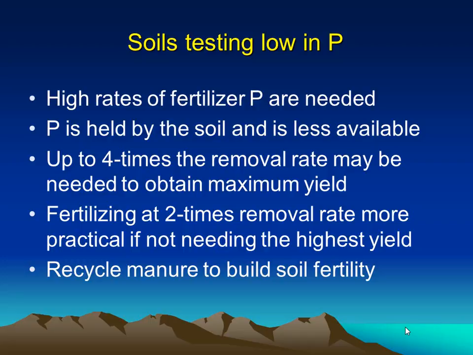Okay? So the research number says up to 4 times. The computer model says it's probably most practical to be using 2 times removal rate. Realizing in the first year or 2 you may not get maximum yield, but out by 3 to 5 years we'll be getting maximum yield and have a high soil test phosphorus. So that's an idea. The other big thing, recycle manure. Okay? I know none of you feed hay in the woods, right?